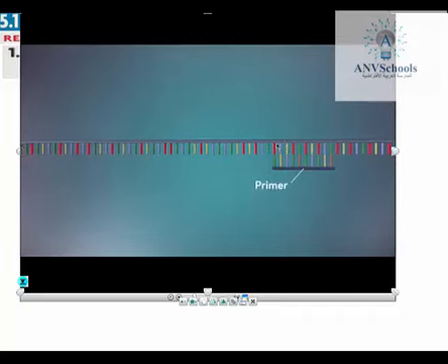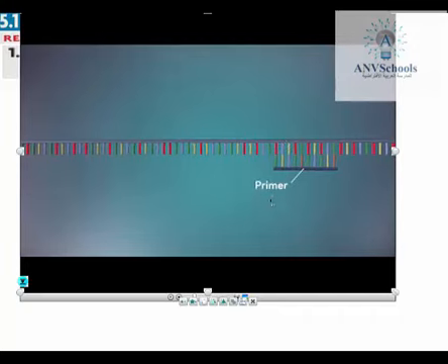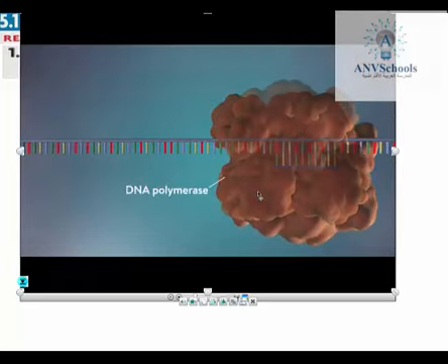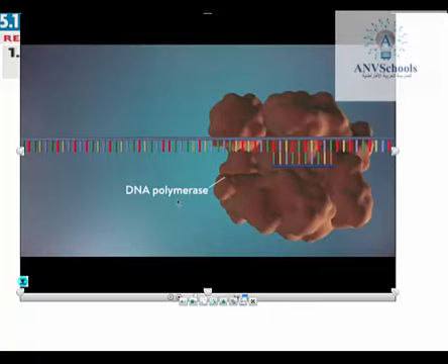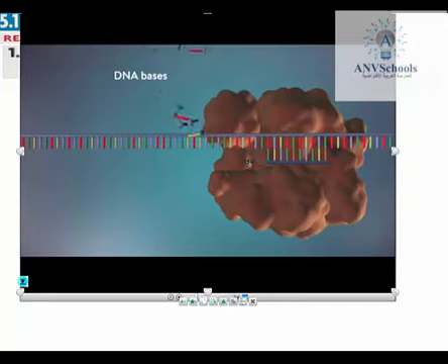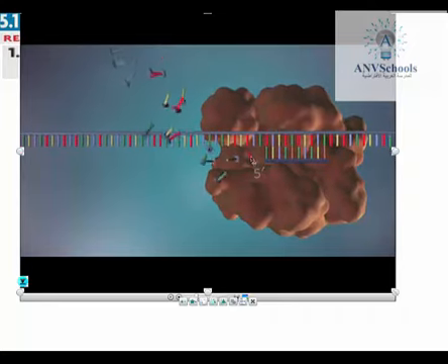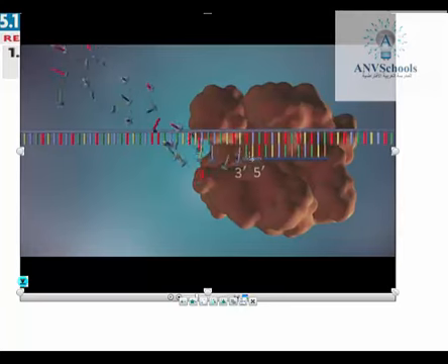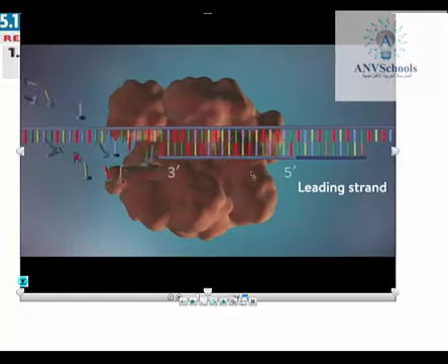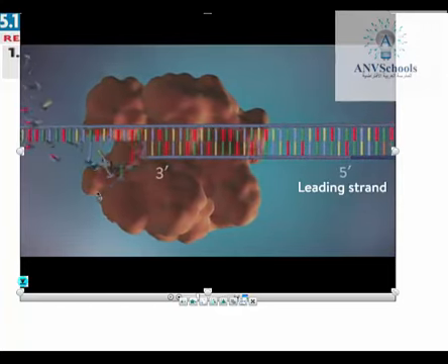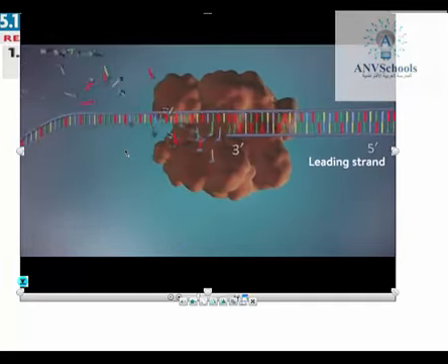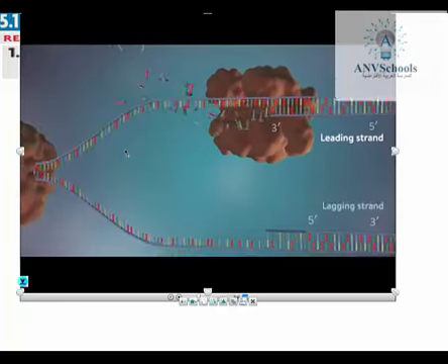Remember, now we want to make another copy of this DNA, and this cannot start unless there is a primer attached there. Then another molecule will come, the DNA polymerase, and it will start attaching the DNA bases, of course, from 5' to 3'. That is the leading strand. So in the leading strand, this is made continuous. They will be attached like that.